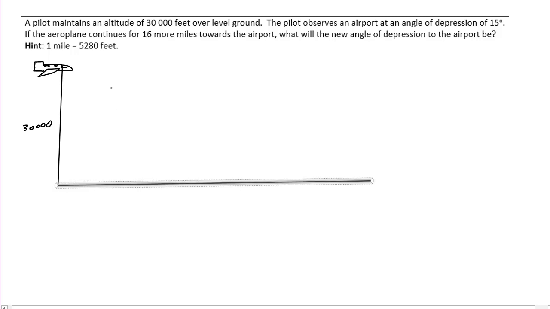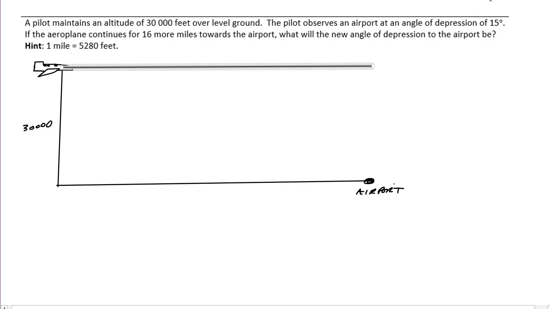Pilot maintains an altitude of 30,000 feet over level ground. The pilot observes the airport at an angle of depression of 15 degrees. So why don't we just say this is the airport over here at the end. Airport. All right, so he looks down. Now, again, remember with angle of elevation questions, I'm going to make this into a rectangle. In fact, I should have just drawn a rectangle from the start. But we will just draw it like that.